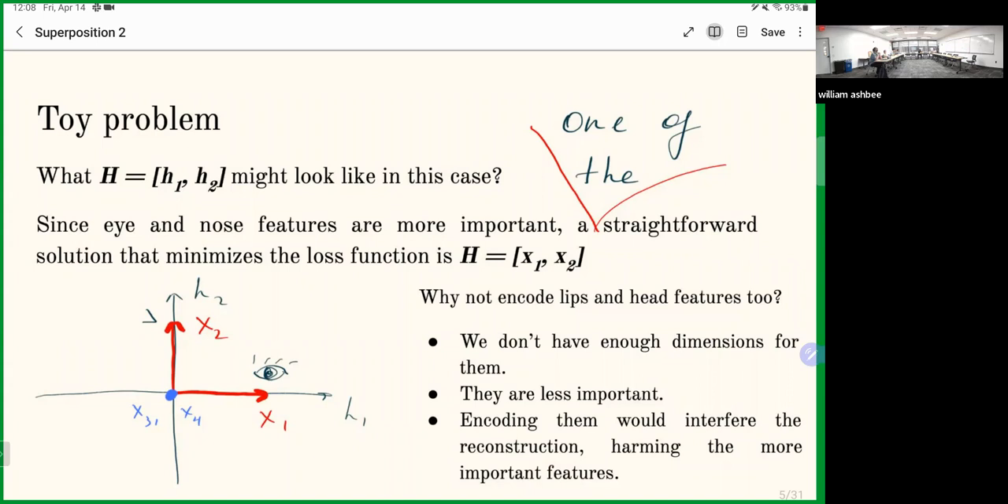So why can't we also project the lips and cat's eyes features into this space? Well, firstly, because they are less important and they do not affect the loss function as much as other features. Second, we don't have enough dimensions. We squeeze 4 dimensions into 2. If we actually try to do that, we will see that those less important reconstructed features will interfere with more important features in the reconstructed picture. So that's it.